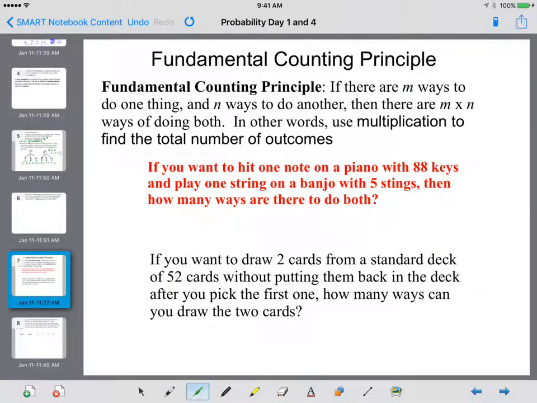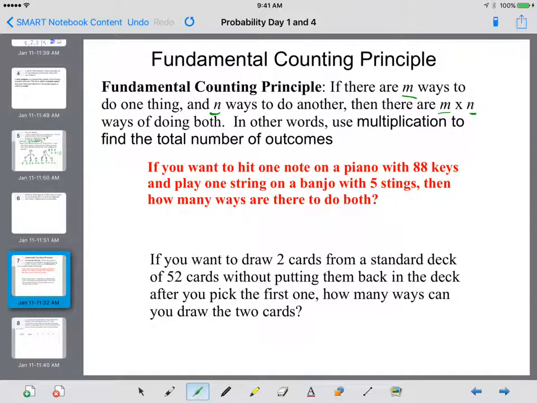So this is something to keep in mind, something to write down. Our fundamental counting principle says that if there are m ways to do one thing and n ways to do another, then there are m times n ways of doing both. In other words, use multiplication to find the total number of outcomes. So let's take a look at a couple of examples.